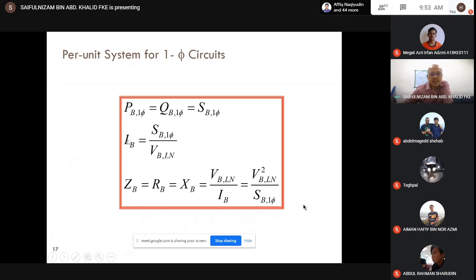So the I base equal to S over V. It's one phase, so be careful. This is a per phase quantity, which means the voltage must be line to neutral or phase voltage. The impedance Z equal to R, the resistance, the real part, plus X, the imaginary part, equal to V over I, the Ohm's law, or V squared over S. This one is line to neutral, a per phase value.